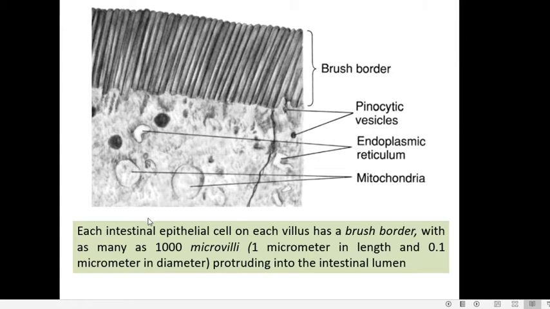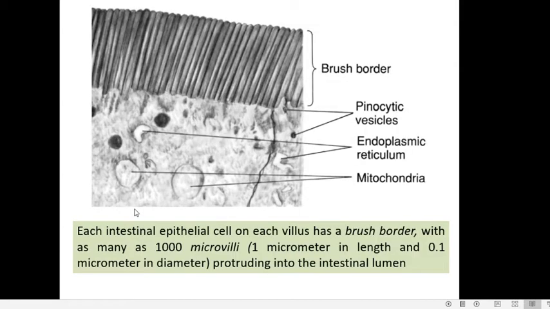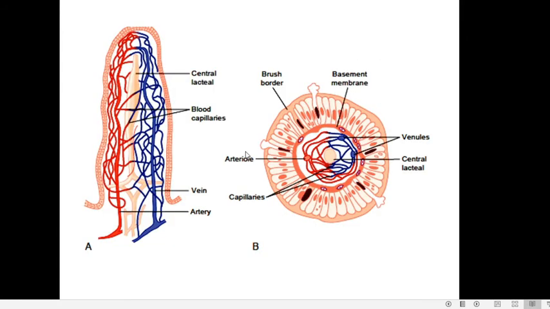So each intestinal epithelial cell which is located on a villus will have a brush border which is having around 1000 microvilli. So each cell itself will be having 1000 microvilli, and each microvillus can be of length 1 micron and diameter 0.1 micron. So they also tremendously increase the surface area of absorption. So first there will be the folds of Kerckring, on which there will be the villi, and on the villi there will be the microvilli, which will lead to a very high, tremendous increase of absorptive surface area.